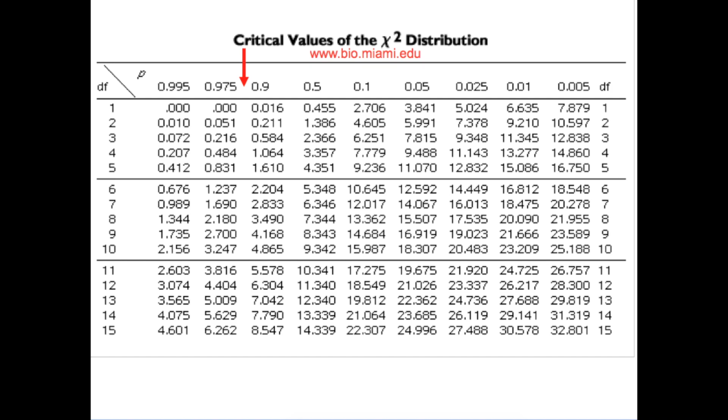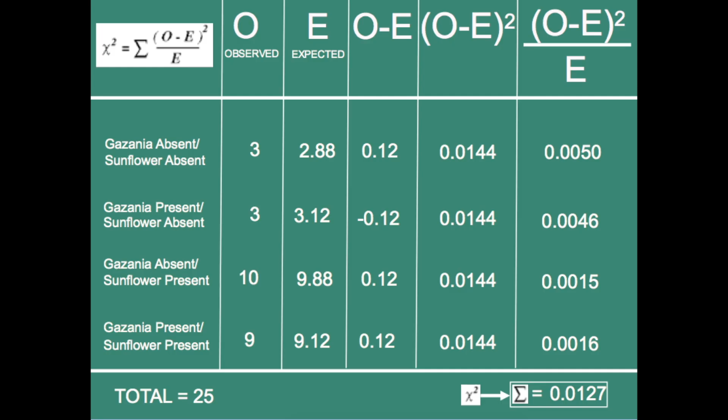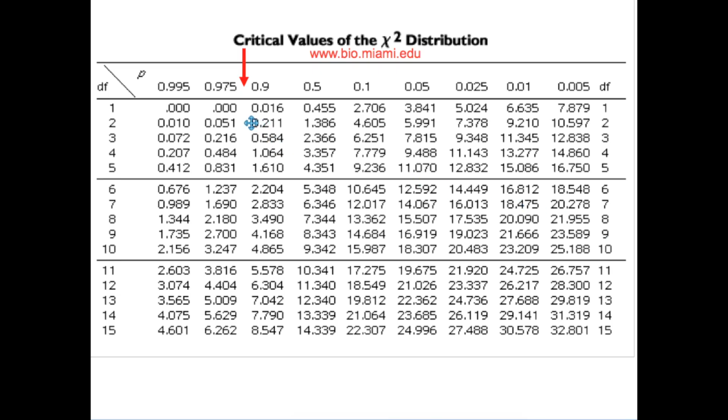So now that we've got chi-squared and we know that the degree of freedom is 1, then we go to this table here of critical values and degree of freedom 1, and we search for where our chi-squared value would be. And our chi-squared value is 0.0127. So that would fit somewhere right around here. 0.016, 0.0127 would fit somewhere around about here.